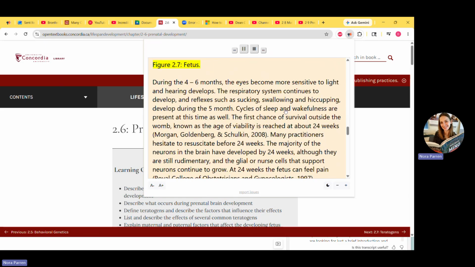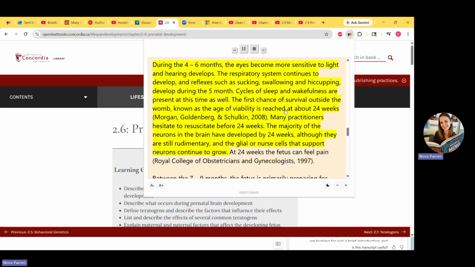Figure 2.7, Fetus. During the 4 to 6 months, the eyes become more sensitive to light and hearing develops. The respiratory system continues to develop, and reflexes such as sucking, swallowing, and hiccuping develop during the 5th month. Cycles of sleep and wakefulness are present at this time as well.